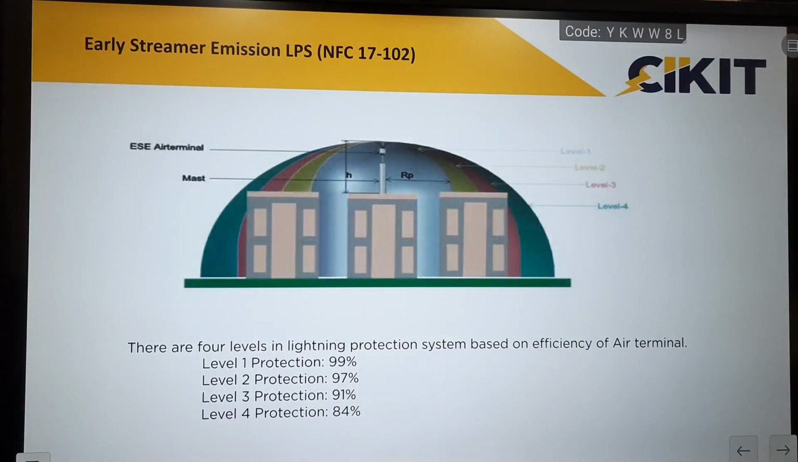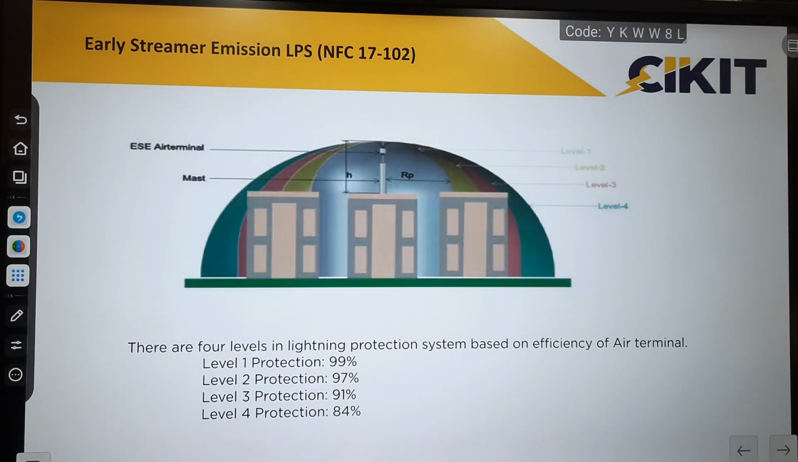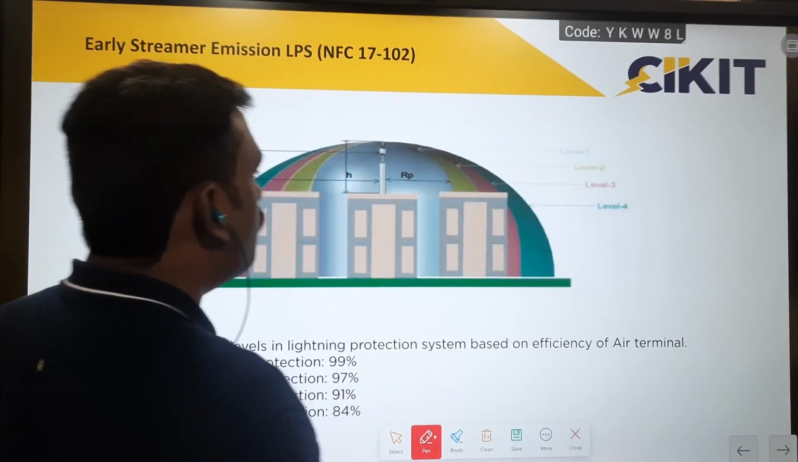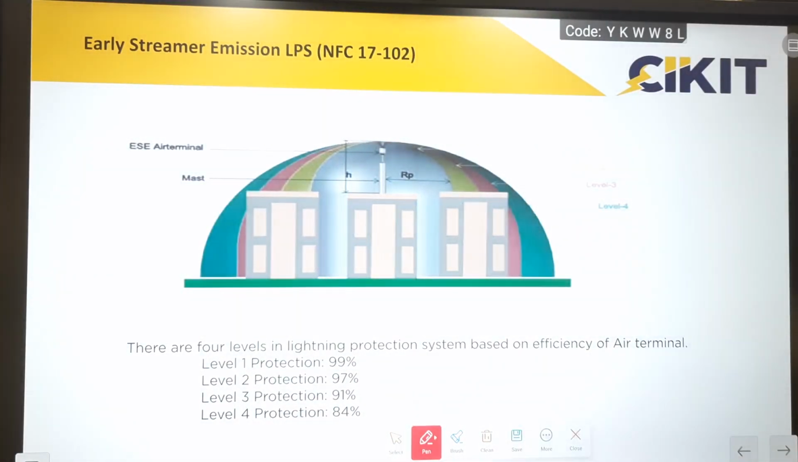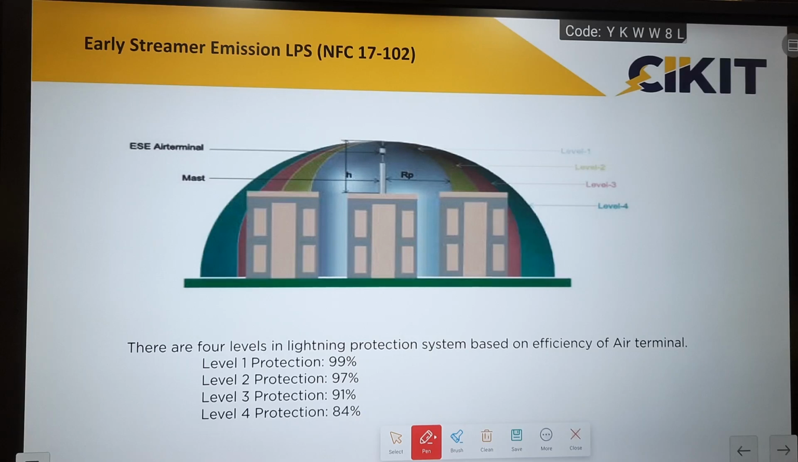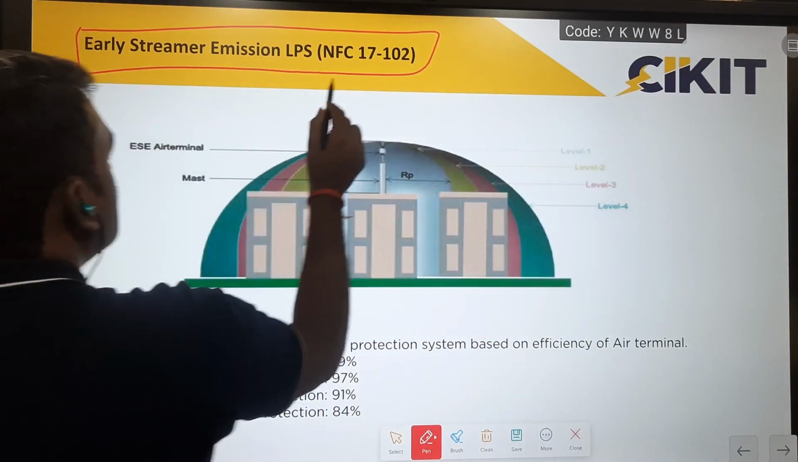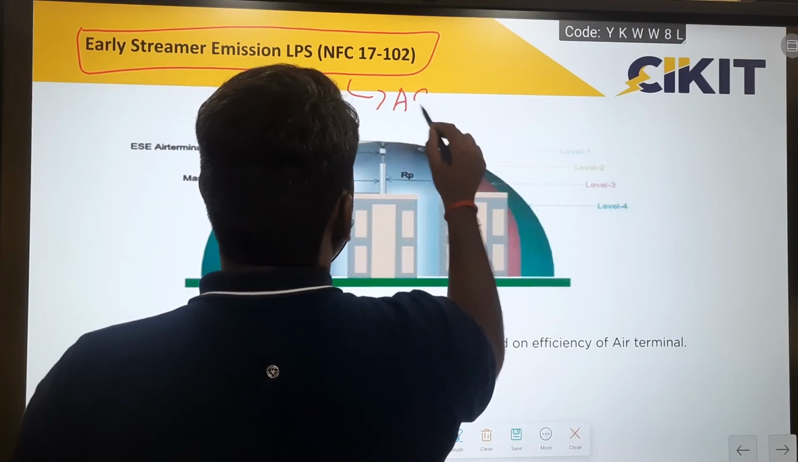So till now we have explained the conventional lightning protection system as per 62305. The conventional lightning protection systems are also called passive type air terminal systems. The early streamer emission air terminals are called the active type of air terminals.